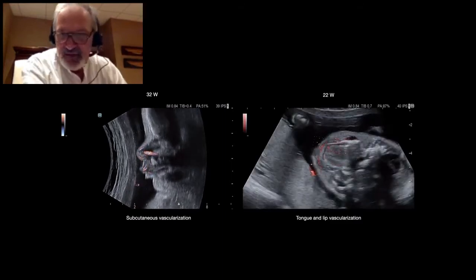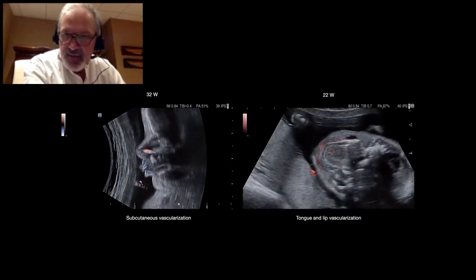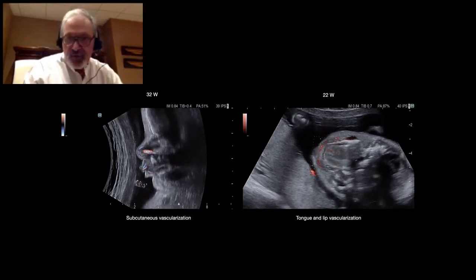Here is a transversal section. You can see the lower lip and the tongue, and you can see the vascularization through the lips and in the tongue.